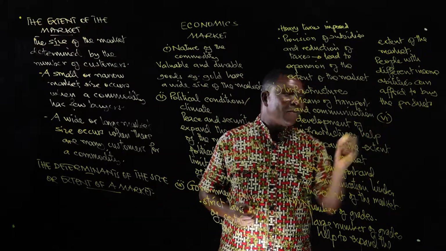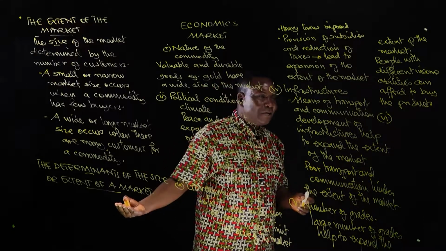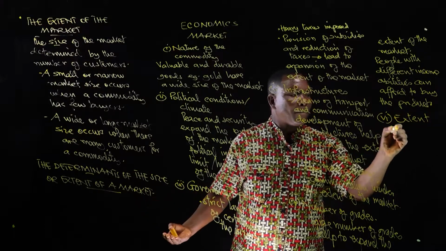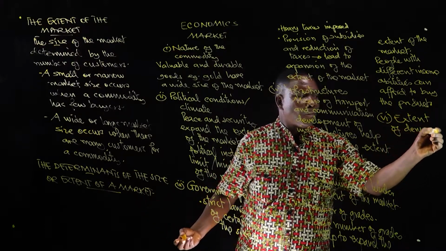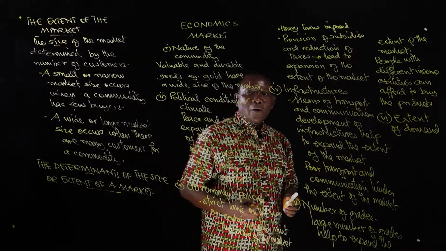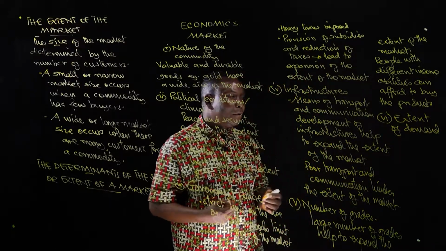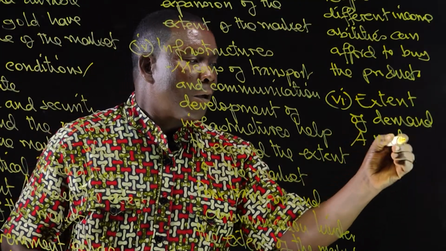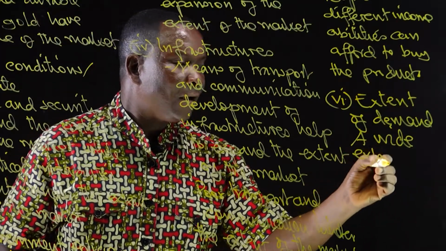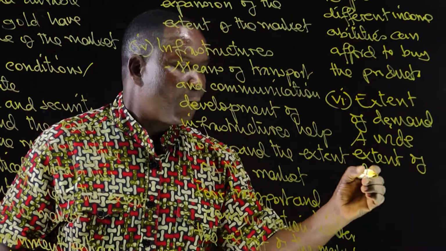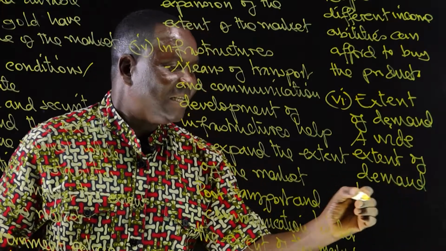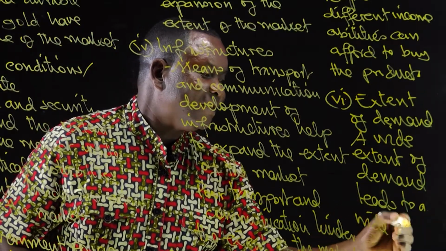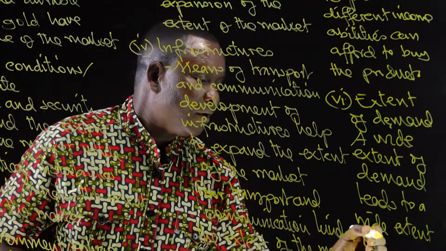In addition, another factor which determines the extent of the market is extent of demand. Where the demand for a commodity is wide, the market tends to be wide. A wide extent of demand leads to a wide extent of the market.